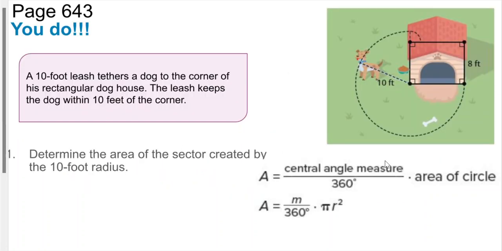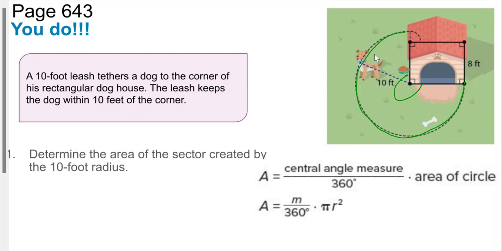Okay, I have a more traditional one for you guys to try. You have a dog. There's a 10-foot leash that's attached to the corner of this doghouse. It can run out 10 feet, so the rope goes, and the house is 10 feet. He has a 10-foot radius all the way here. So how big would this angle be? And then figure out what my area of this sector of the circle would be.